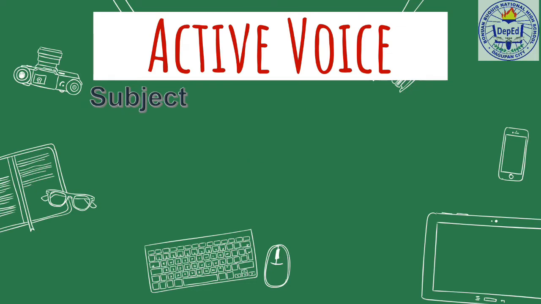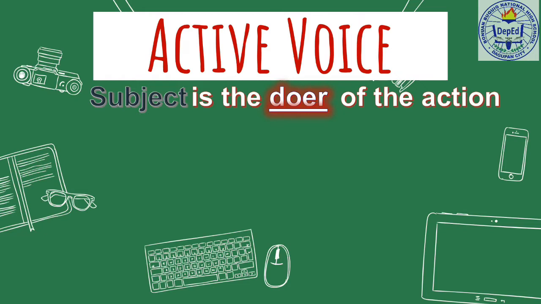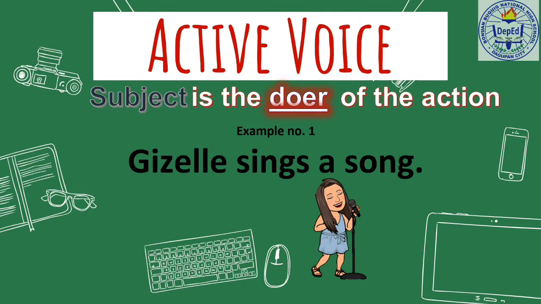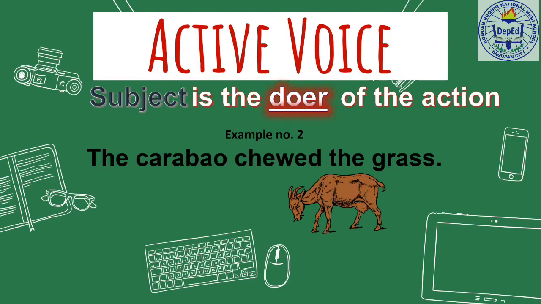Active voice. Sentences in active voice have a subject, which is the doer of the action. Here are examples. Example number 1, Giselle sings a song. The subject of this sentence is Giselle, who is the doer of the action, sings. Example number 2, the carabao chewed the grass. The subject of this sentence is the carabao. The carabao is the doer of the action, chewed.